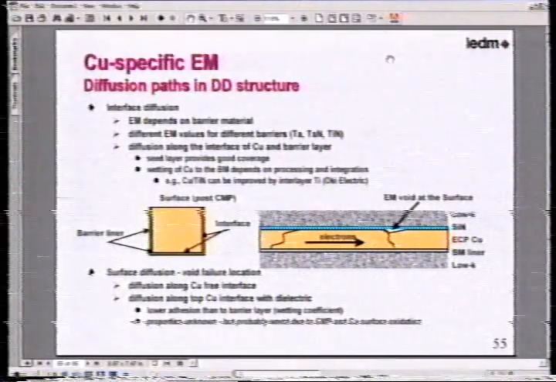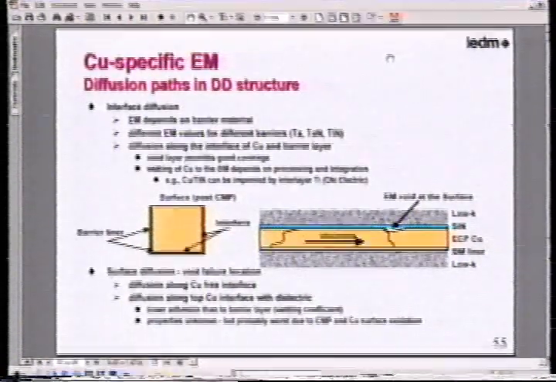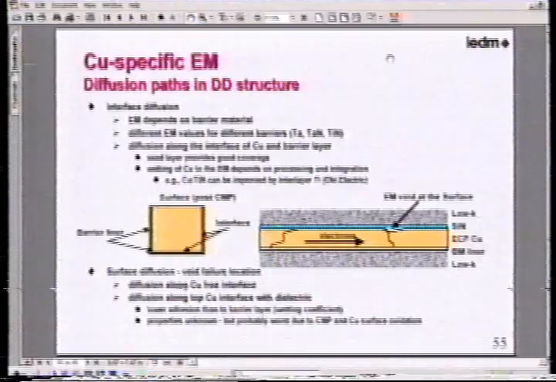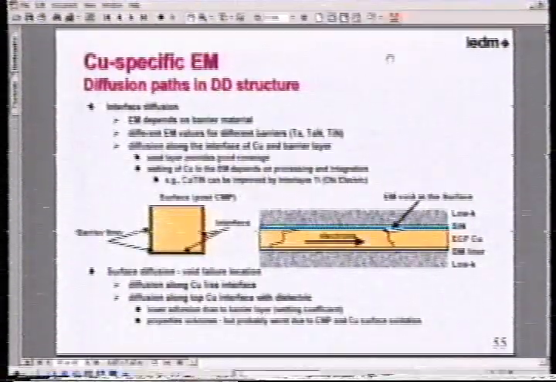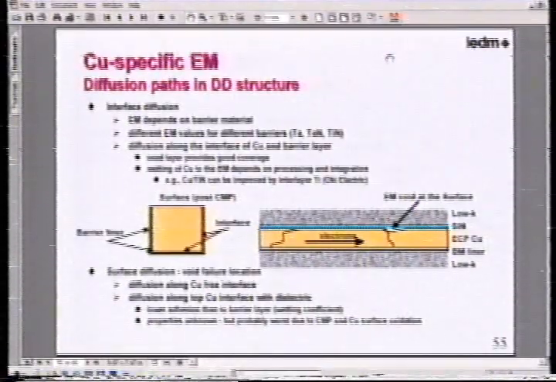If you look at copper-specific electromigration, it's really important to look at the barrier layers. As the barrier layer is thinning down, one of the key aspects is that if it thins down and does not coat really well, you can get copper diffusion in from the contact or via, essentially. And this is a huge issue.